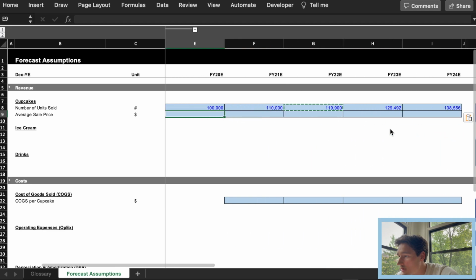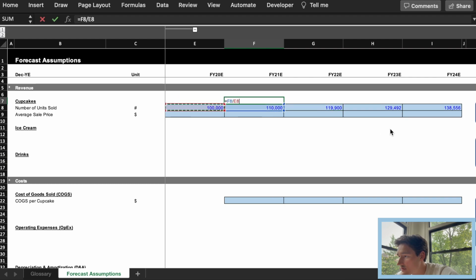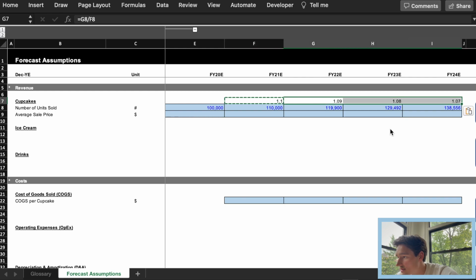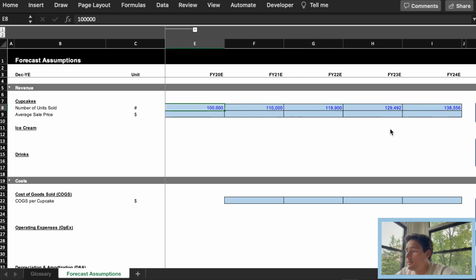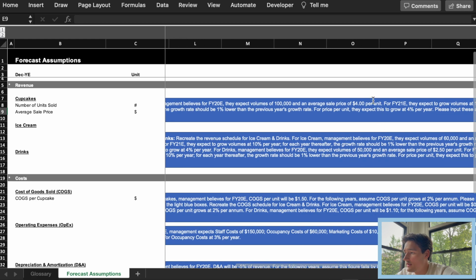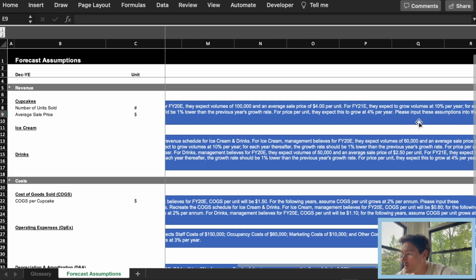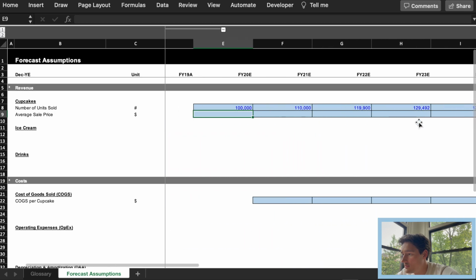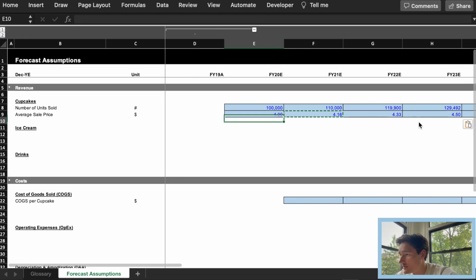Now, average sale price. Well, first of all, let's check if we got this right. This first year is a growth of 1.1, and then as we can see, it's 9%, 8%, 7%. So that looks like it's working well. Okay, now let's see what this second part is. This one's a little bit more simple. We begin with $4 and then it just grows at 4%, I believe. So times 1.04, good. And that's the same for the following years.